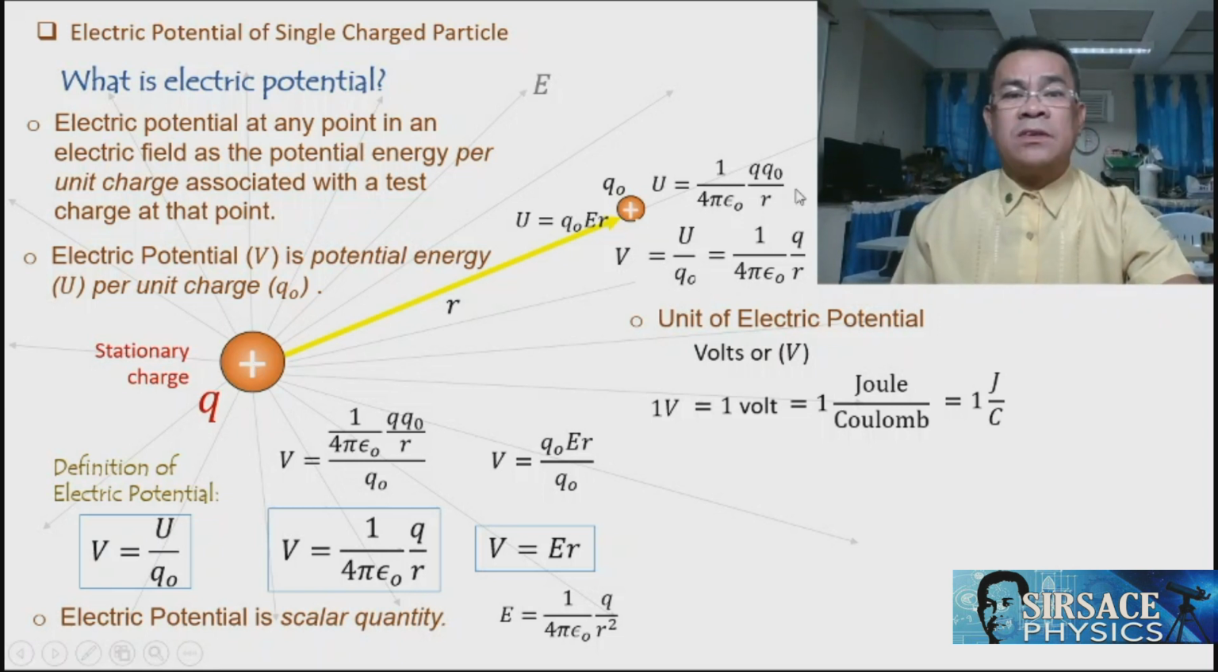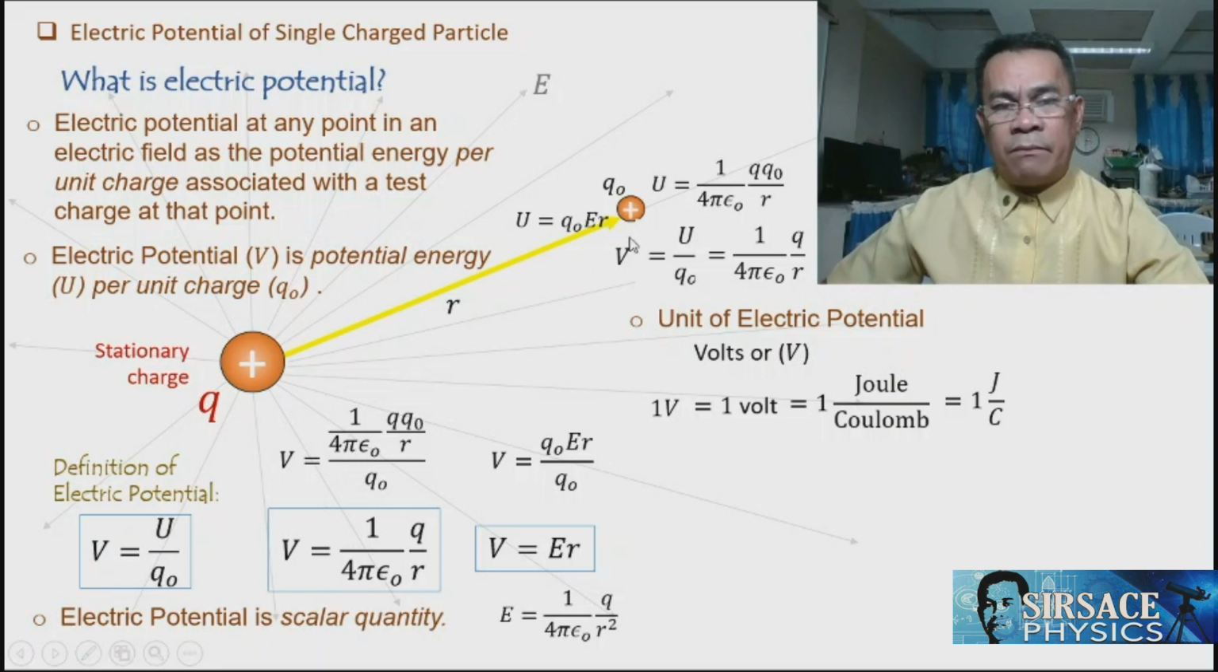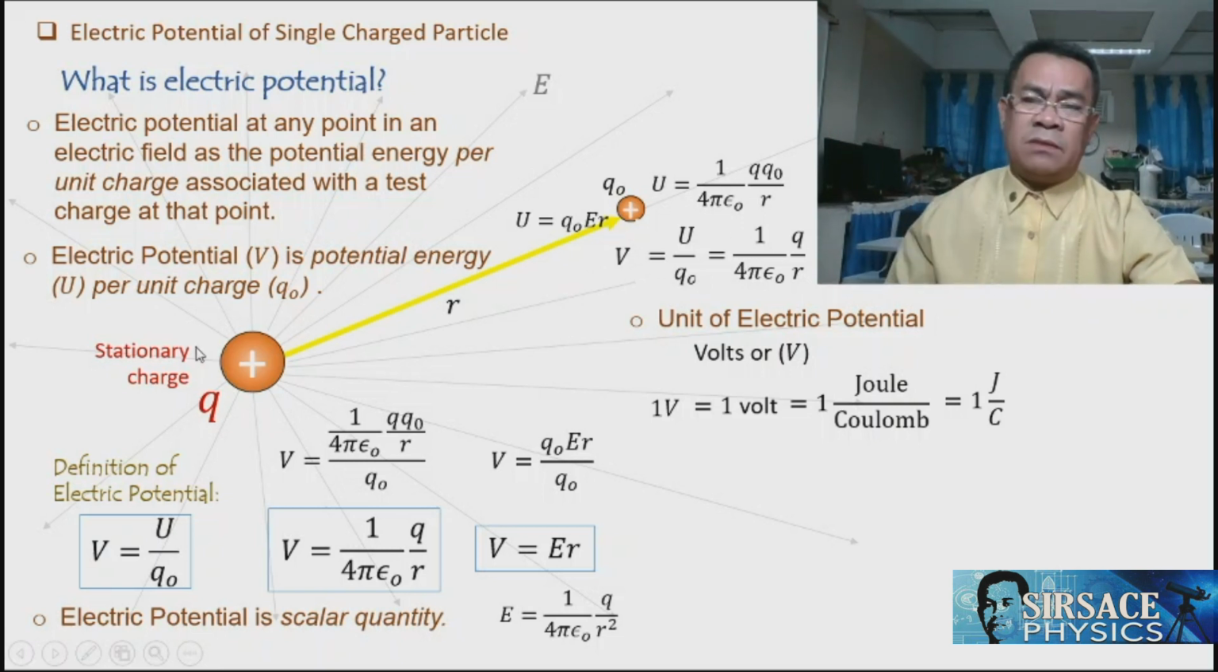Since the charge is positive, the potential is also positive. If it is negative, then the potential will become negative. Now, if the point is closer, meaning R is smaller, it has a greater value. If it is far away from this point, the potential is approximately 0. Not necessarily 0, but approximately equal to 0. In mathematics, approximately equal to 0 is very close to 0, so we can ignore it.